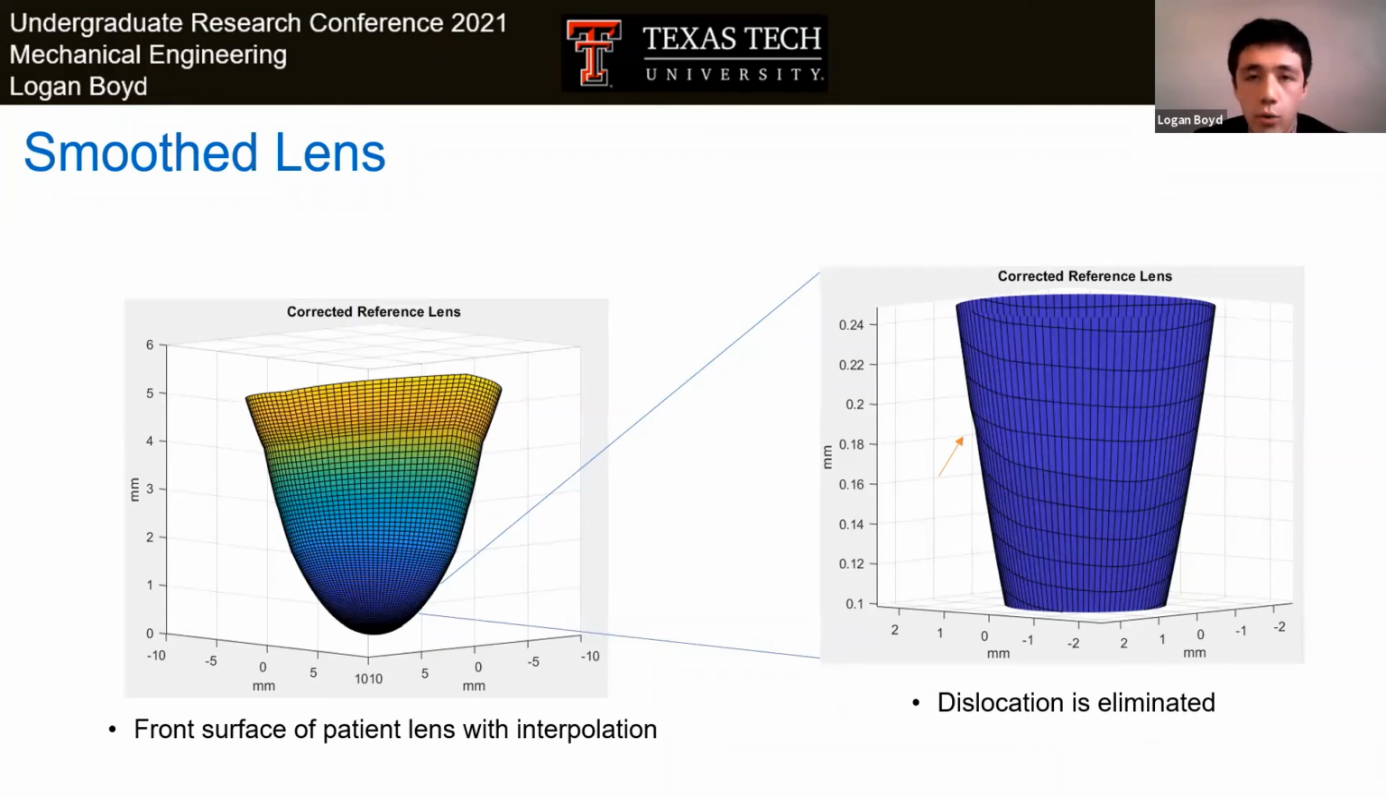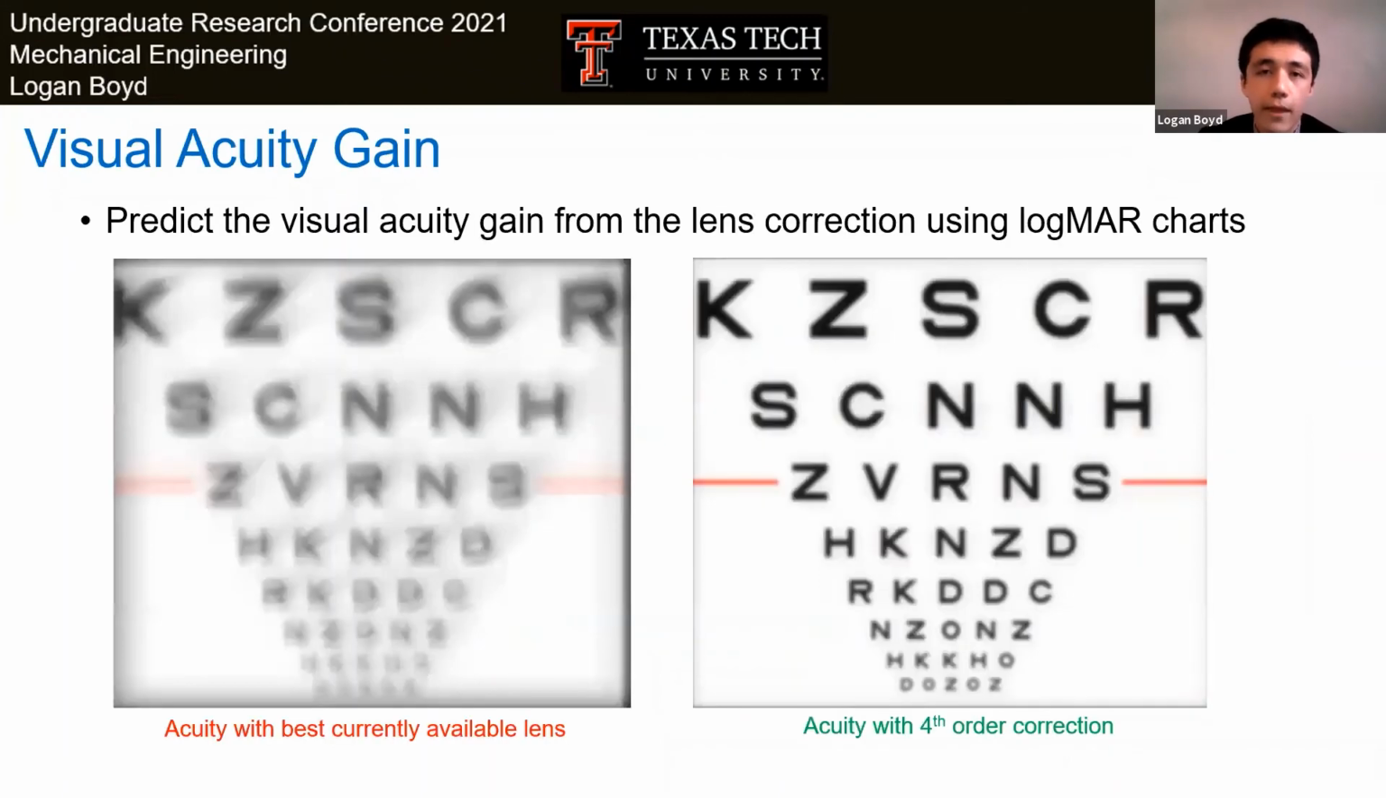Now we've done all the hard work. We have gathered the data, we have accounted for errors, we have resized, we have averaged, we have added the correction and smoothed the lens. What is the final result? On the left is the same logMAR eye chart that I showed you at the very beginning of the presentation. This is the best that a keratoconic patient can see with a current conventional second order lens. On the right is how well they can see with our fourth order corrected custom contact lens. Can you see the difference?